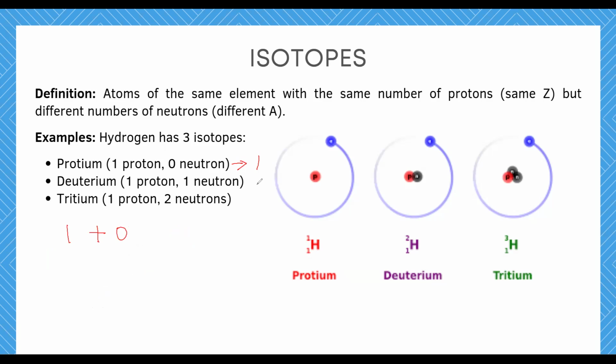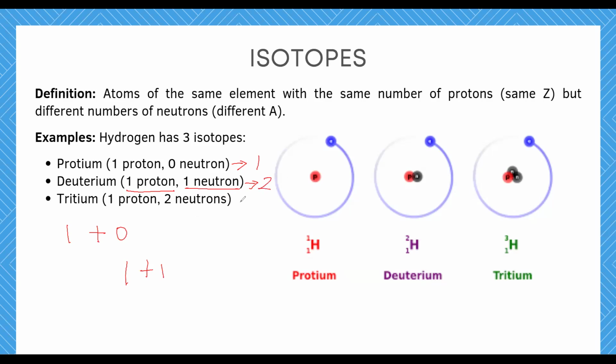Now I want you to do for me, what will be the mass number of deuterium? Somebody please get me the answer very quickly. Deuterium. What would the answer be? The mass number for deuterium? 2. Very good. Why is it 2? Because the atomic number, or the number of protons, is 1, and then the number of neutrons here is 1. So the total will now be 1 plus 1, which is 2.